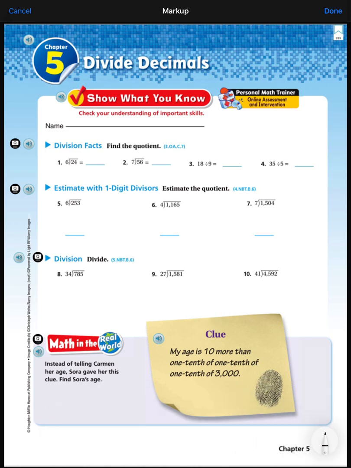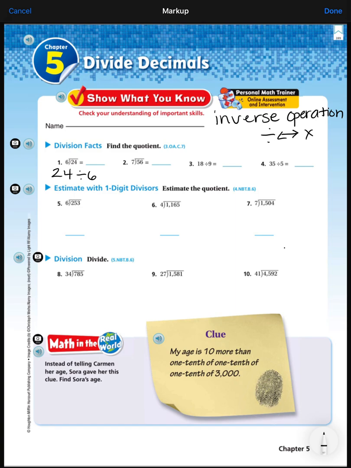So at the top, they give us a few just division facts, okay? So we have 24 divided by 6, 56 divided by 7, 18 divided by 9, and 35 divided by 5. One thing that we're going to look at is all of these division facts. So 24 divided by 6. One thing I like to think of is the inverse operation of division. So the inverse operation, or the opposite, of division is multiplication, just like the inverse operation of multiplication is division, okay?